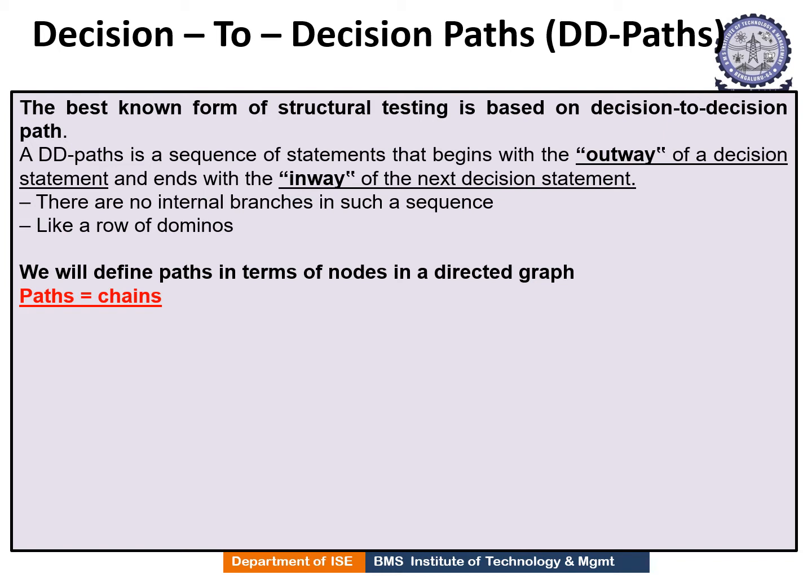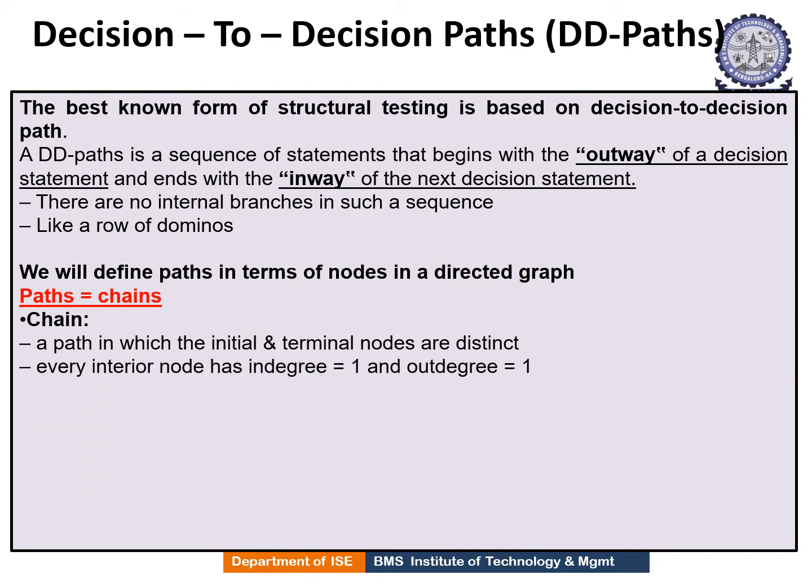Here two terminologies are very important, my dear students: in degree and out degree, out way and in way. Now let's try to understand what a chain is. A chain is a path in which the initial and terminal nodes are distinct. Every interior node has in degree equal to 1 and out degree equal to 1.